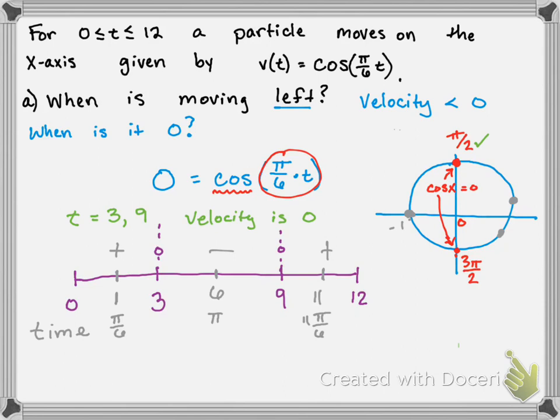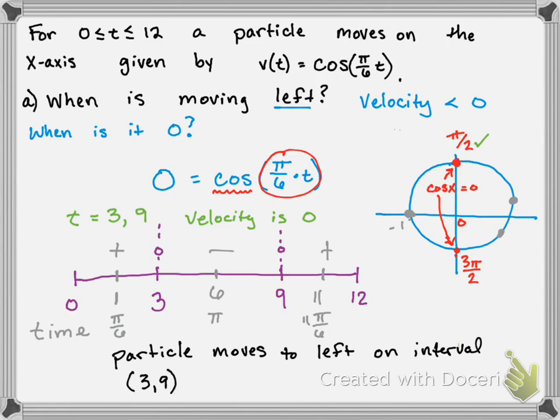Our question was, when is the particle moving to the left? So given what we have, when is our particle moving to the left? Between 3 to 9. Okay, the interval 3 to 9. The particle moves to the left on the interval 3 to 9, or you could say from 3 to 9 like that. So there are 2 different ways that you could say this.